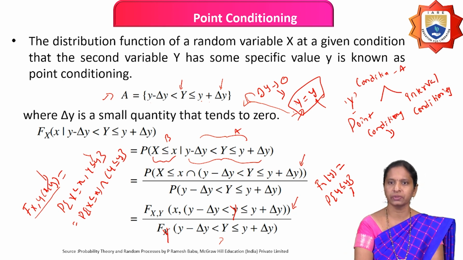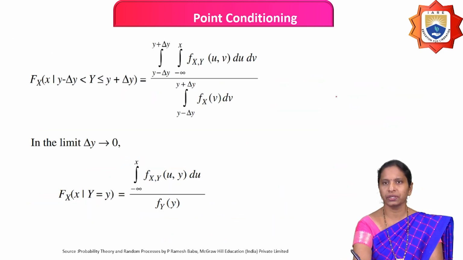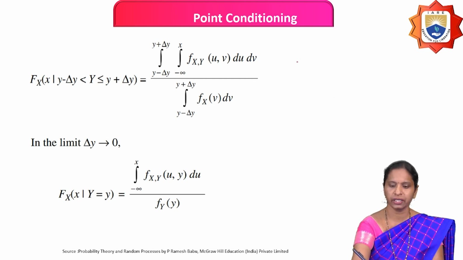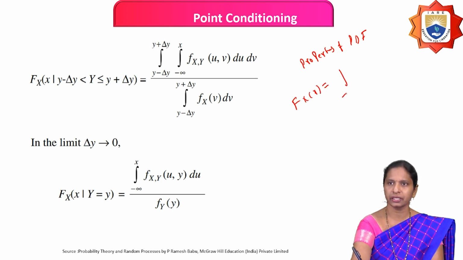The distribution function of the random variable y is nothing but the joint distribution function of random variables x and y. Now, from the properties of the distribution function and the density function, what can you write here? What are the properties of the probability density function? You can write the distribution function in terms of the density function: integration from minus infinity to x of fx(u) du. So we can write the distribution function in terms of the density function.